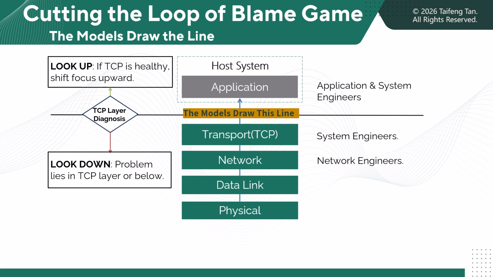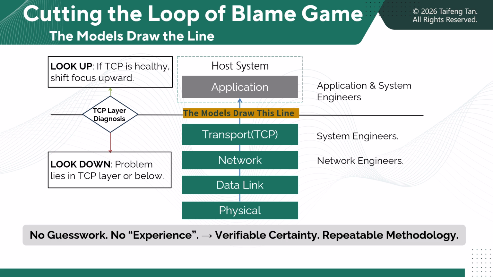That's not blame or finger pointing. That's clarity. That's a clear responsibility boundary. And that's a huge step forward in troubleshooting efficiency. It simply cuts the loop of the blaming game. This is the power of the two models. It's logical. It's evidence-based. It doesn't rely on guesswork. It gives you deterministic answers, not vague, unrepeatable experience.